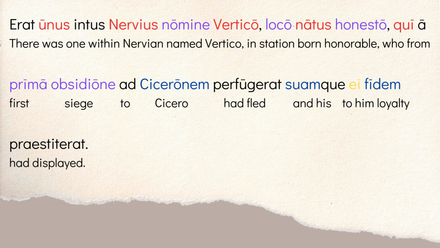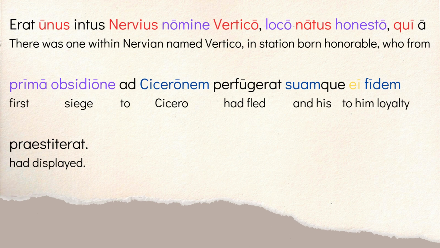He's in the camp. Then you have qui a prima obsidione, so who from the first siege perfugerat ad Ciceronem, had fled to Cicero. So it's saying that this guy had come to Cicero to basically help. He's on the Roman side, okay? And praestiterat, this is referring to Vertico. He had displayed or shown his loyalty, suam fidem, his loyalty, to him. So the suam is his own, the reflexive, referring to Vertico. The ei is referring to Cicero. So it's saying Vertico showed his own loyalty to Cicero.